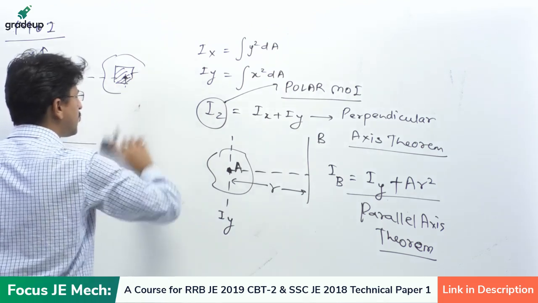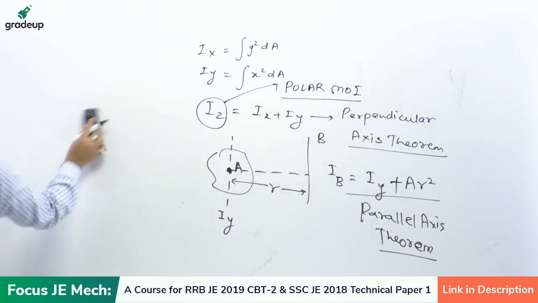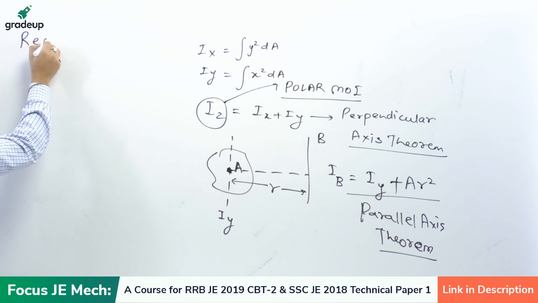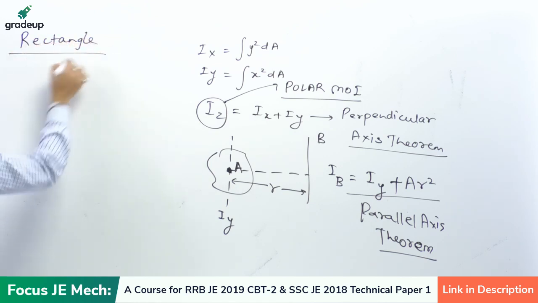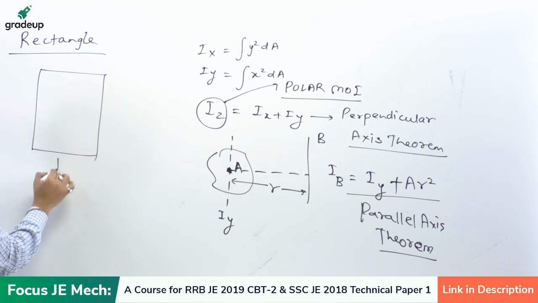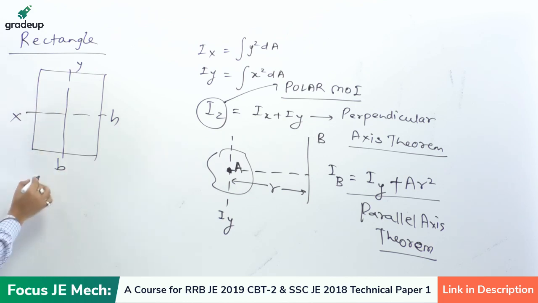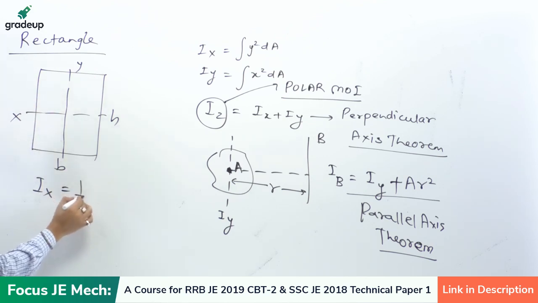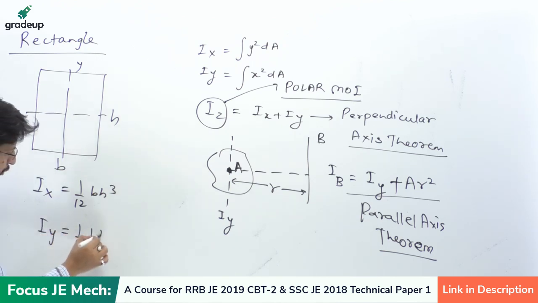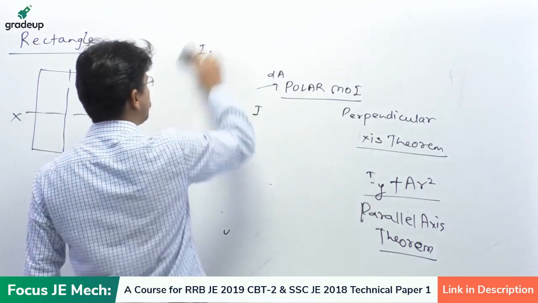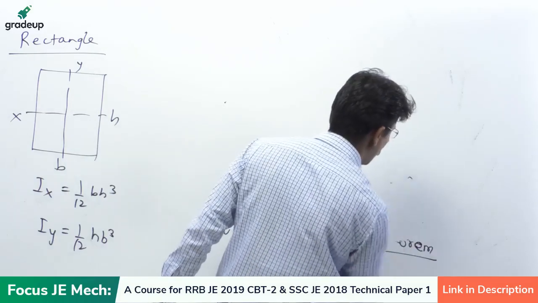Now we will see some important bodies, like a rectangle. Suppose this is any rectangle having width B and height H. Suppose this is your x-axis, this is your y-axis. So the moment of inertia of this body about x will be equal to 1 by 12 BH cube, and about y will be 1 by 12 HB cube. Clear? Yes or no?